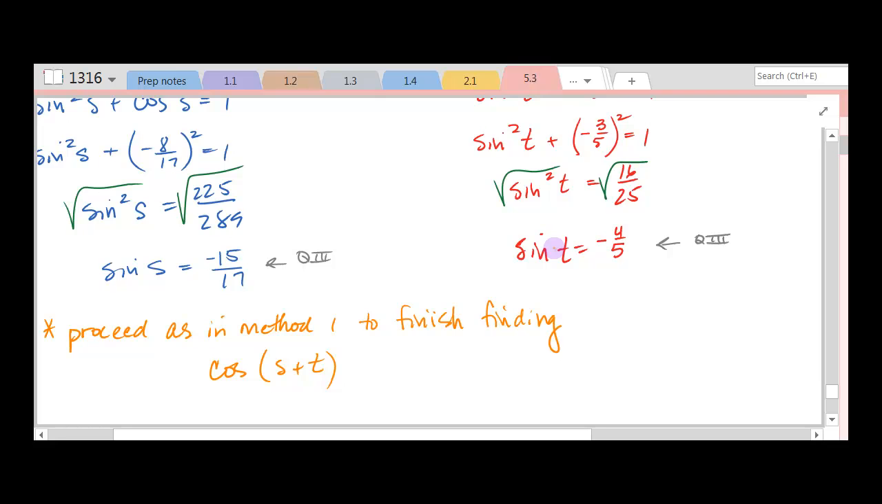Once you have, again, all four components of the identity, then you just do the same thing. You would plug it into the expanded form of this and simplify.